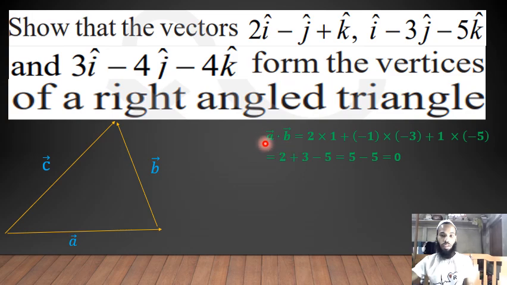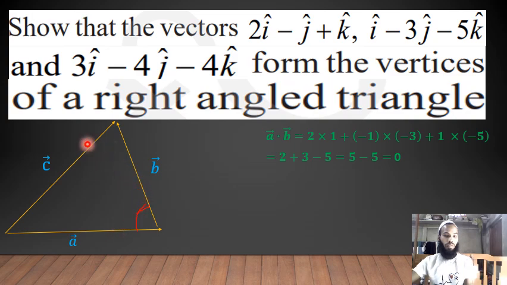So we have seen the scalar product of a dot b is 0. We know that if the scalar product of two vectors is 0, then the two vectors will be perpendicular to each other. Therefore these should be perpendicular to each other, and here it should be a right angle. Here this angle will be a right angle, 90 degree.